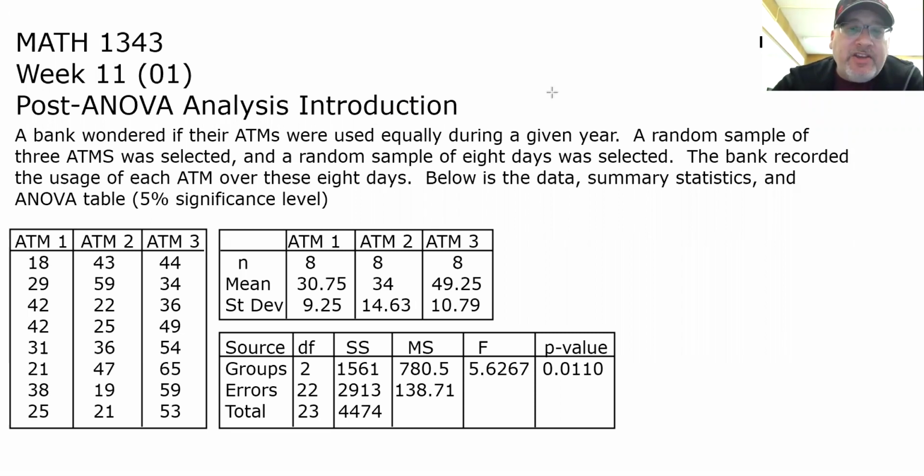But anyway, each MS was just the SS divided by the degrees of freedom. That one's pretty easy to see. Half of 1561 is 780.5, at least with the calculator, so you can see. And then the same thing with the MS here, where we took 2913 and divided it by 22. And then to get the F statistic, which is the test statistic on our ANOVA test, we simply divide the MS's, the top one divided by the bottom one.